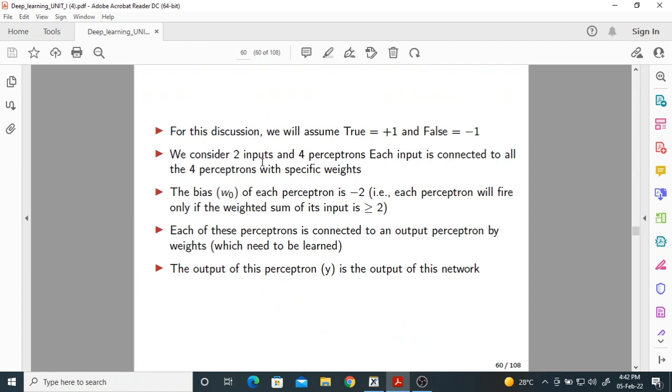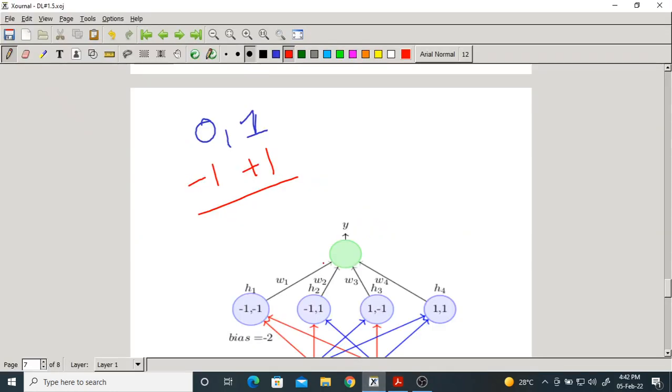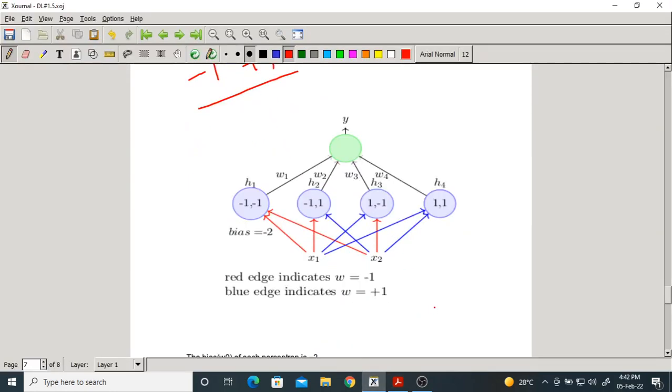We consider 2 inputs and 4 perceptrons. Each input is connected to all 4 perceptrons with specific weights. Here we have 2 inputs. These are the 2 inputs. Each input is connected to these 4 perceptrons. Is it okay?